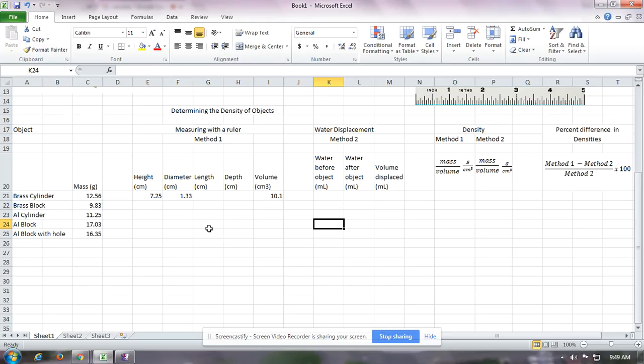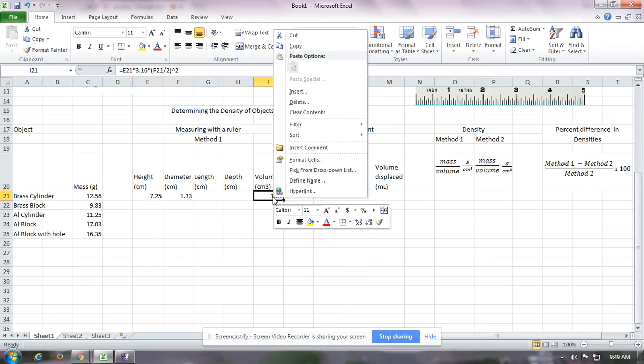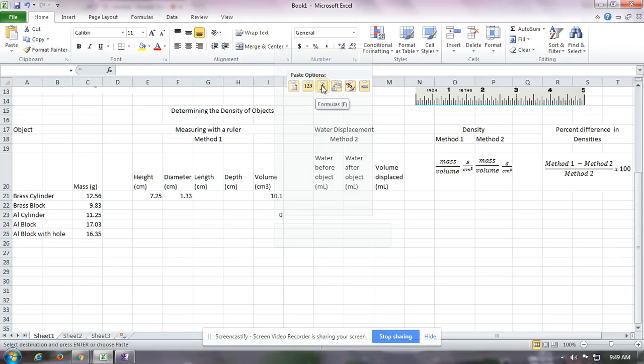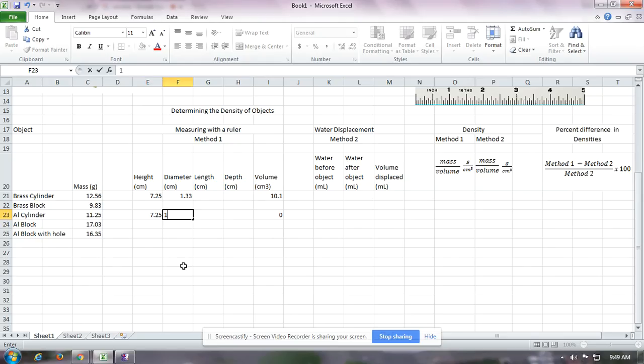Now, no matter what you put in here from now on, if you're using the diameter one, then this same equation here would go into that one. So you can just copy that, and you can just put it right here and paste it, and I'm pasting the formula. And then over here, I would go measure the height, and let's say it's the same thing, 7.25, because they probably are. They're trying to make those cylinders about the same.